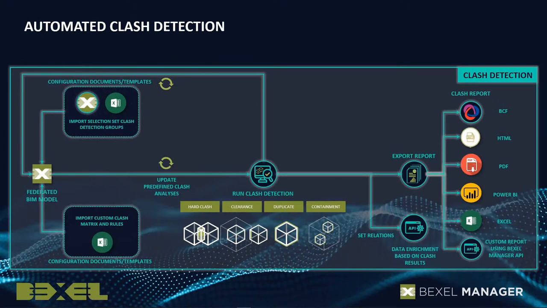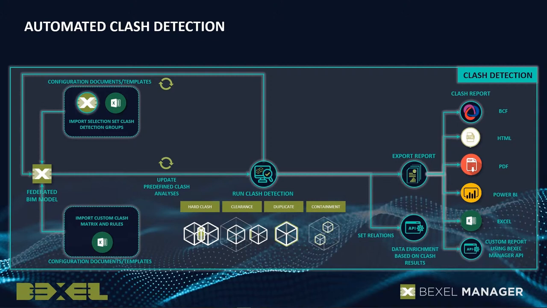The next important workflow is checking or validation of project geometry, or clash detection. BEXEL Manager offers four different clash detection modules: hard clash, clearance clash, duplicate clash, and containment clash. But what is the most unique and most important about the clash detection process in BEXEL Manager is that it also relies on intelligent knowledge management and configuration documents as the basis.